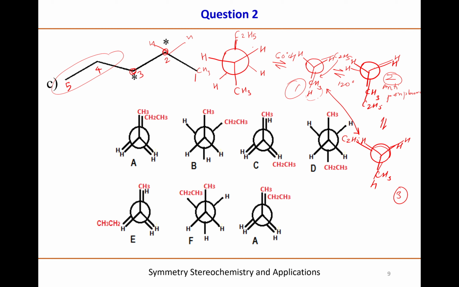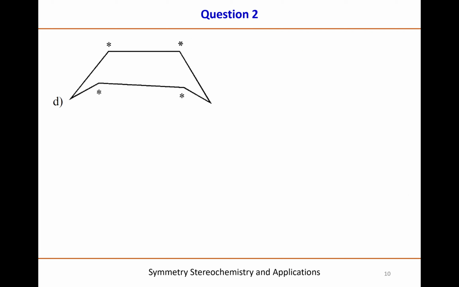So I hope all of you understood how you can convert from staggered to eclipse conformation and how many eclipse conformations you can find here. Right? This is A1, our 2. We have discussed here. This C and E are same. Next question. What is this structure?